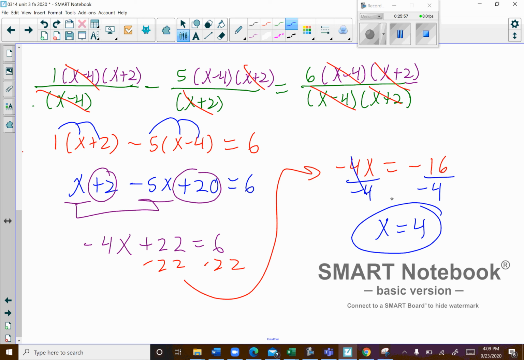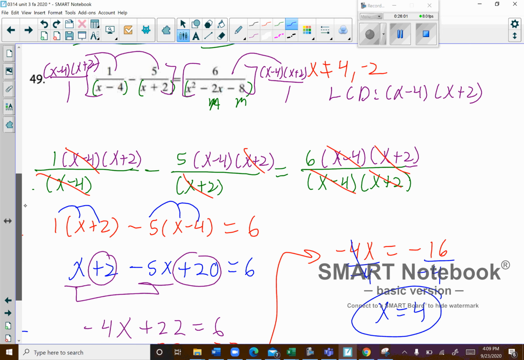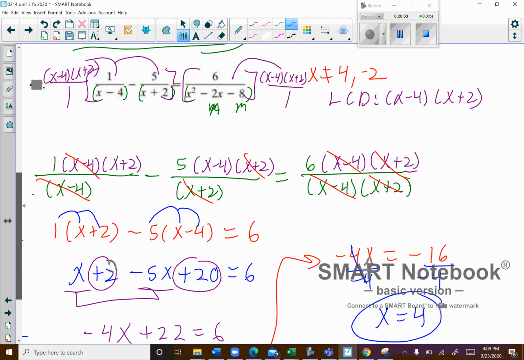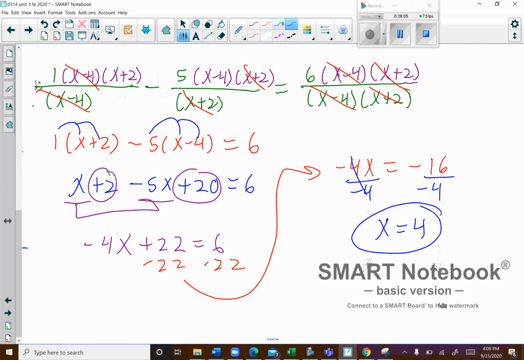Oh, wait a second. What were my restricted values? Oh, wait. X cannot equal 4, so that's no good. So it's going to end up being no solution. Okay. So most of the ones you work will have solutions, but you'll have maybe 2 or 3 in the homework where you're going to come up with no solution. So just be careful with that.